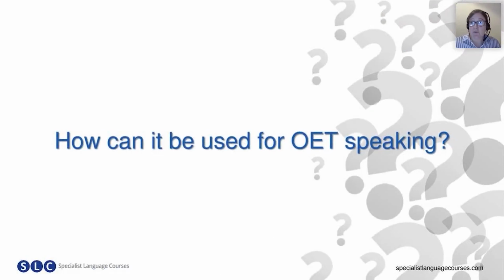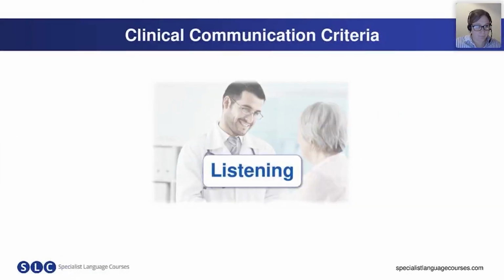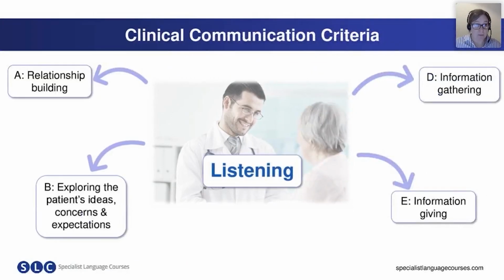So we'll look now at how it can be used for OET speaking, and specifically the clinical communication criteria. So it's useful for all aspects of the speaking. Obviously, we have to listen, but I'm going to look at 4 particular areas. So why should we listen? We should listen because it helps us with relationship building, exploring the patient's ideas, concerns, and expectations, information gathering, and information giving. So let's take a look at relationship building first.